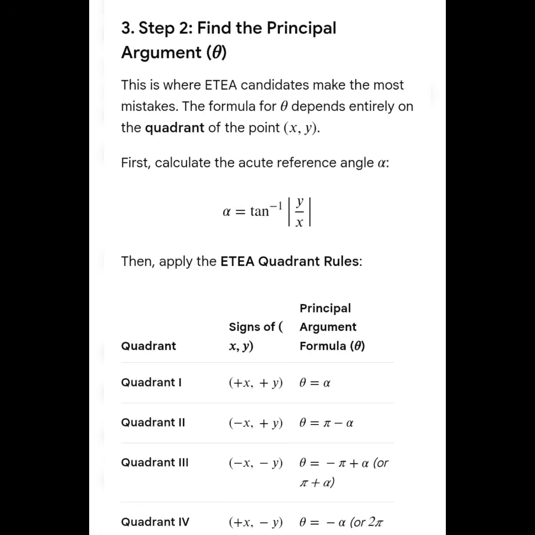If the argument of a complex number is alpha is equal to tan inverse of y by x, then the quadrant rules apply. If the complex number is in the first quadrant, then theta is equal to alpha. If in the second quadrant, then theta is equal to pi minus alpha. In the third quadrant, the angle is pi plus alpha, and in the fourth quadrant the angle is 2 pi minus alpha.